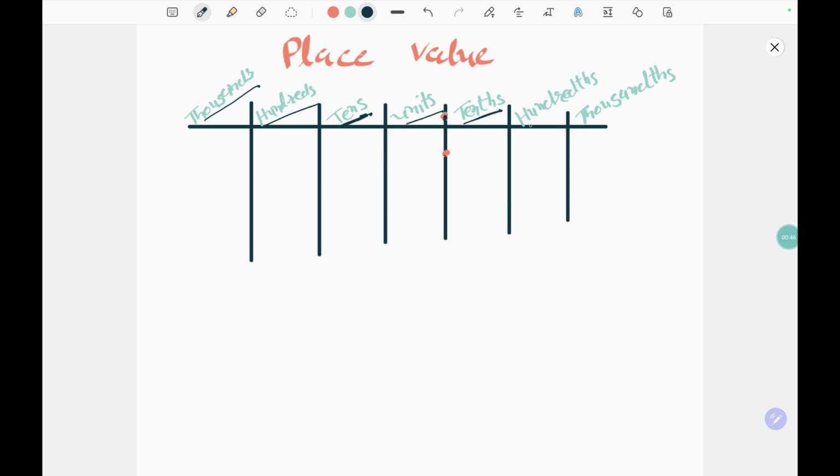Here, the second place, whatever the digit after the decimal point on the right-hand side, the second digit we call the hundredths, then thousandths, then ten-thousandths, and so on.